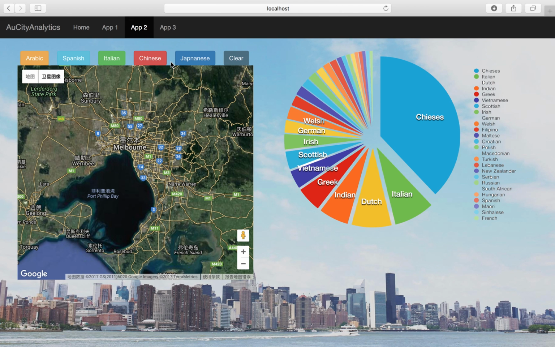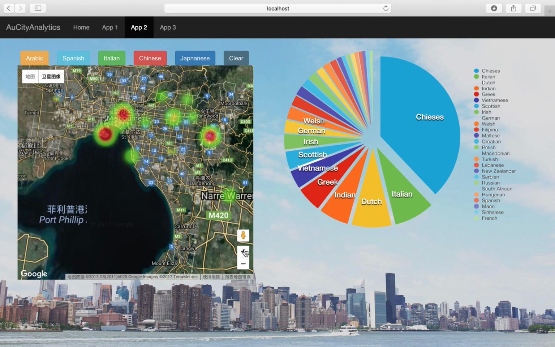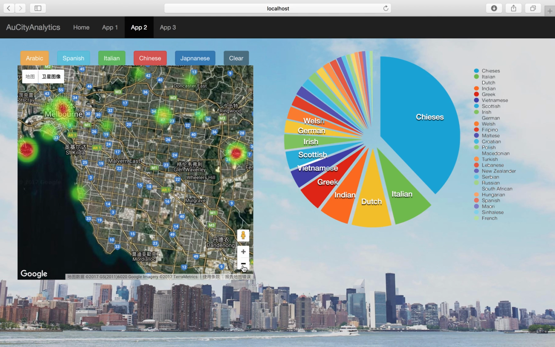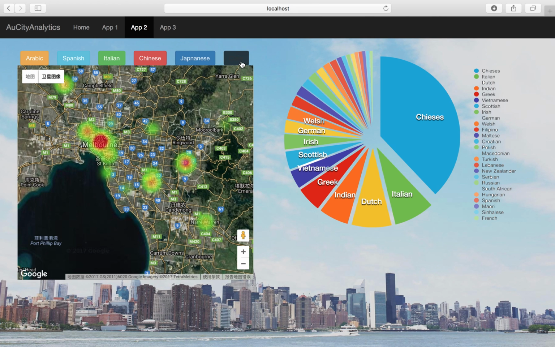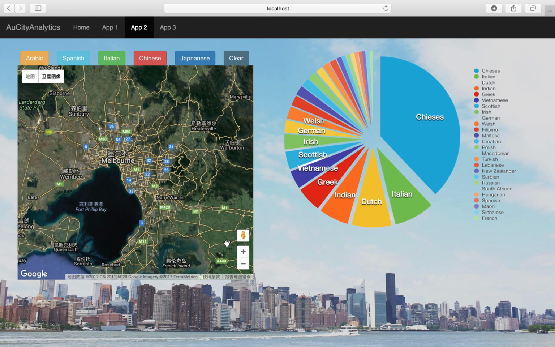We're using the heat map to show the possible gathering points for five languages. Although Dutch and Greek may have more people in Melbourne and Australia, considering our Twitter data, most of them didn't have coordinates, so we chose other languages like Chinese, Italian, Spanish, Japanese, and Arabic. Each time we click a language, it shows the heat map in the map. This is for Japanese. And when we click clear, the map will be cleared.